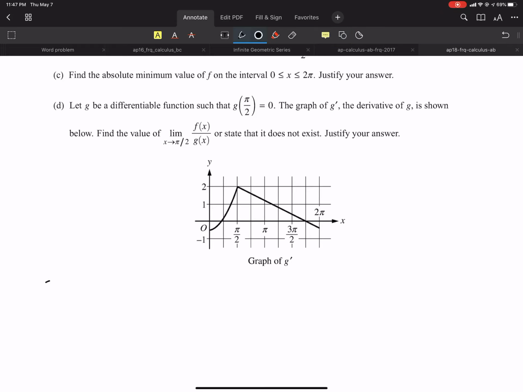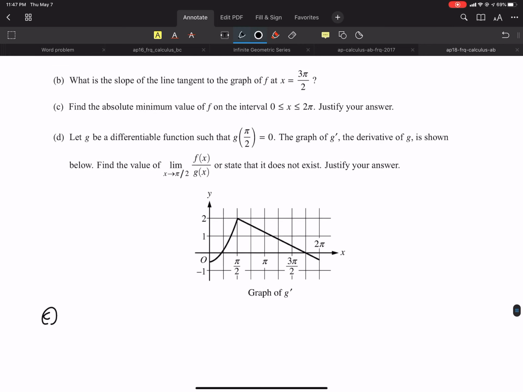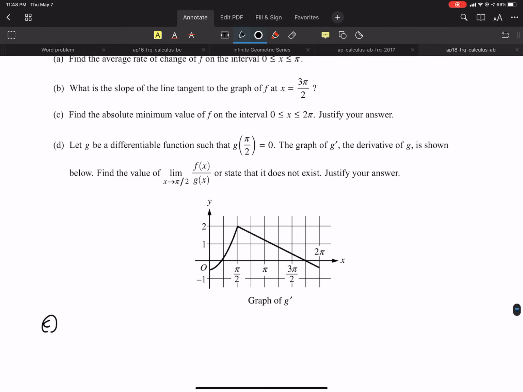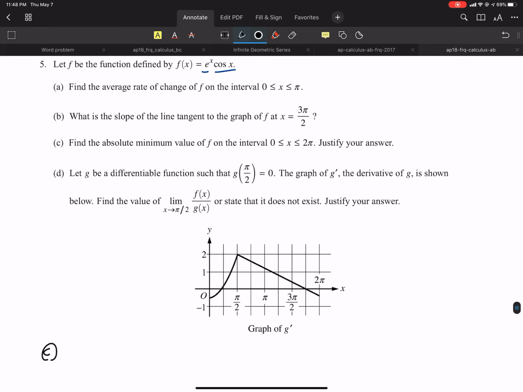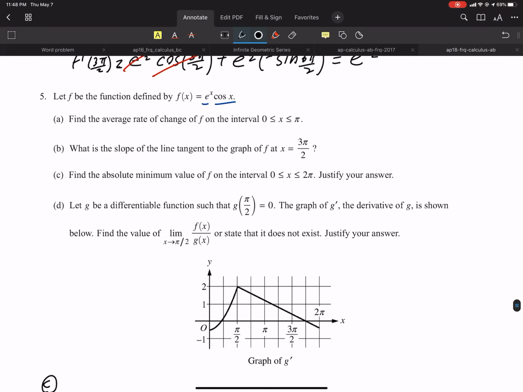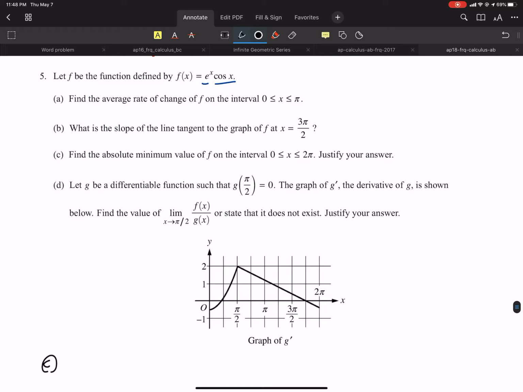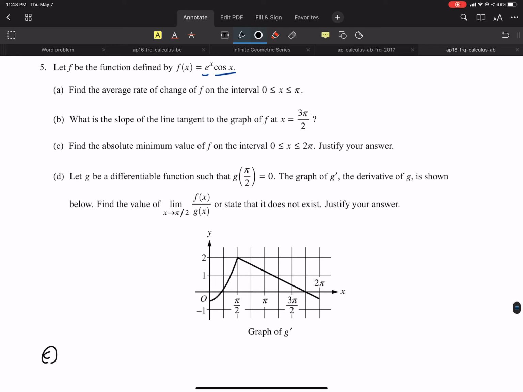So we're doing part C. Find the absolute minimum value. So you should know absolute minimums occur at critical points and endpoints. So it's not a matter of finding relative max or mins. We don't need to do that. We just need to find the critical points and then find the y value at the critical points and endpoints. The biggest one's the max, smallest one's the min. Very logical.